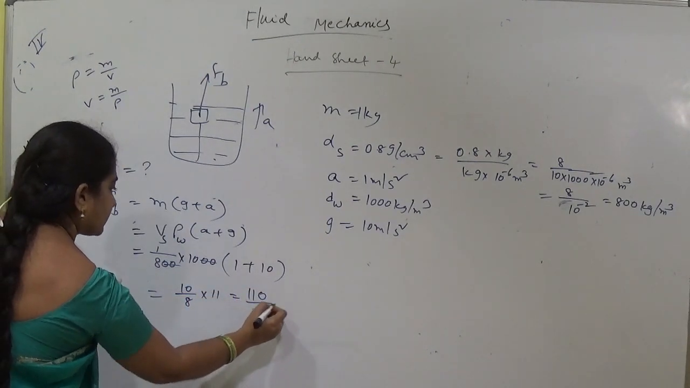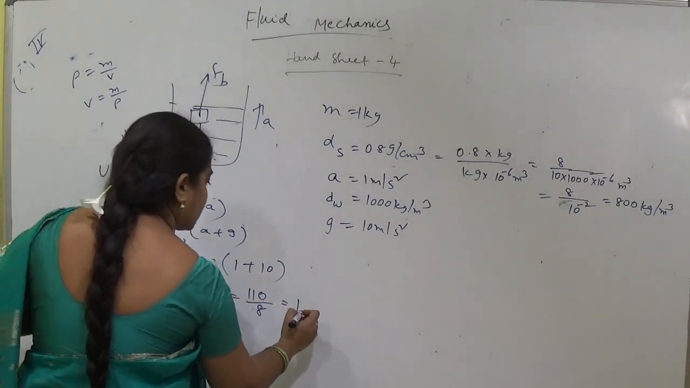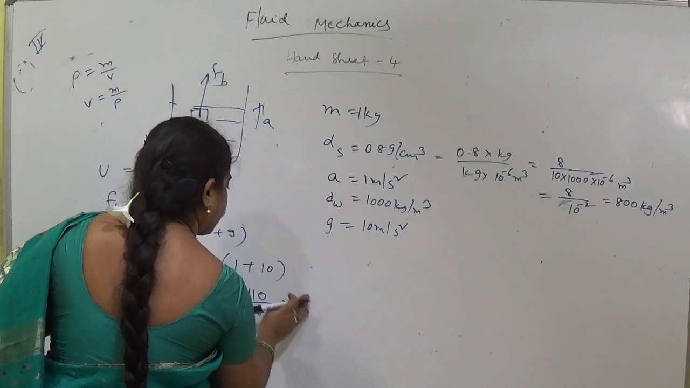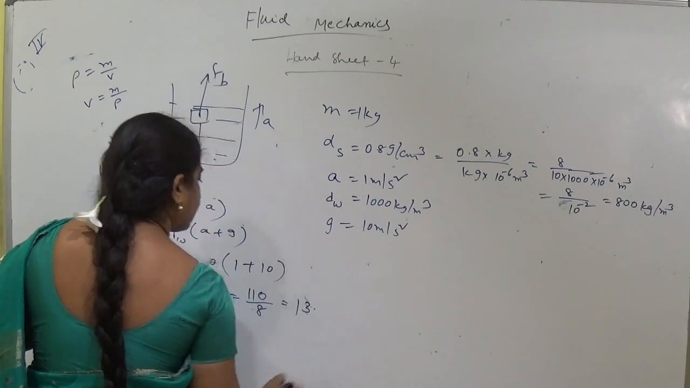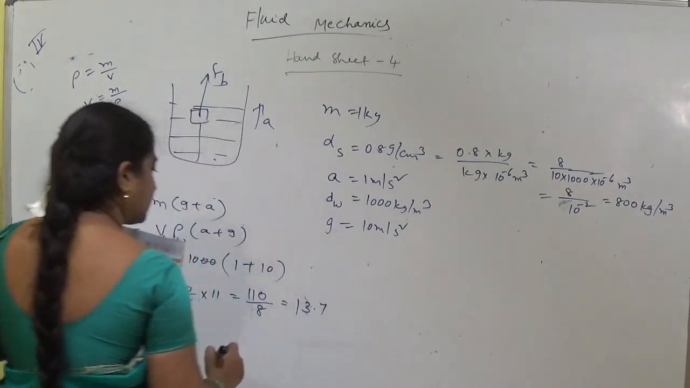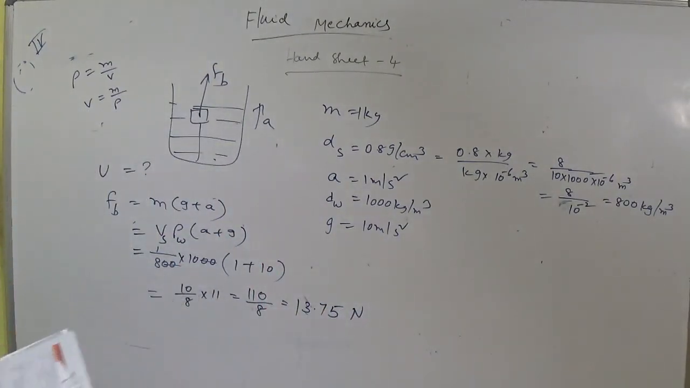110 by 8. 8 ones are 8, 30, 8 threes are 24, 6, 8 sevens are 56. So 13.75 Newton is the upthrust.